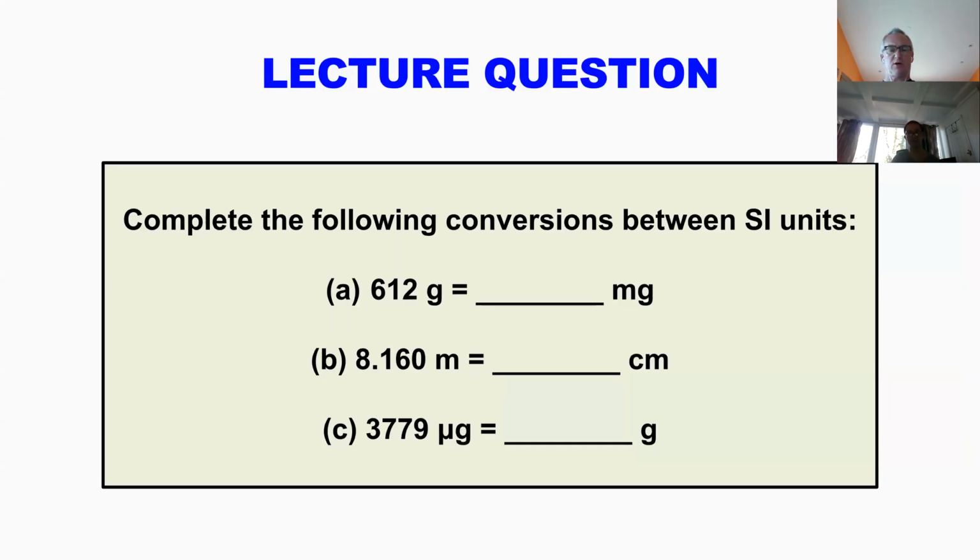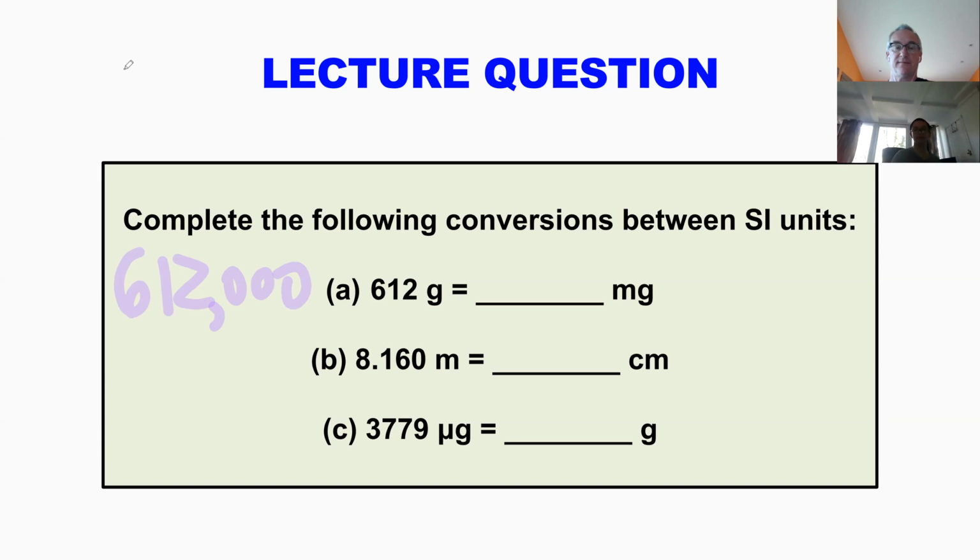So let's just do a quick one here. We're running out of time. So 612 grams. How many milligrams is that? 6,120. Oh, sorry. 6,120,000. So 612,000? Yeah. So it'll be 1,000 times. A milligram is 1,000 times smaller than a gram. And so we'd have 1,000 times more milligrams than grams.